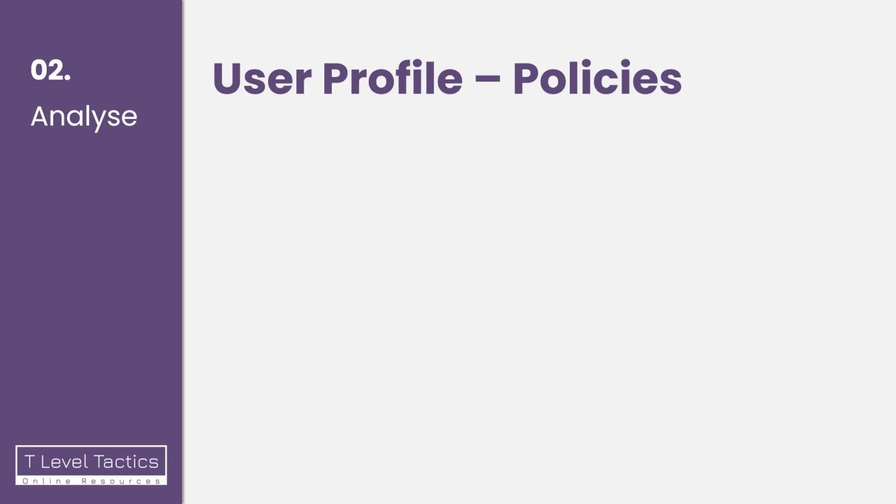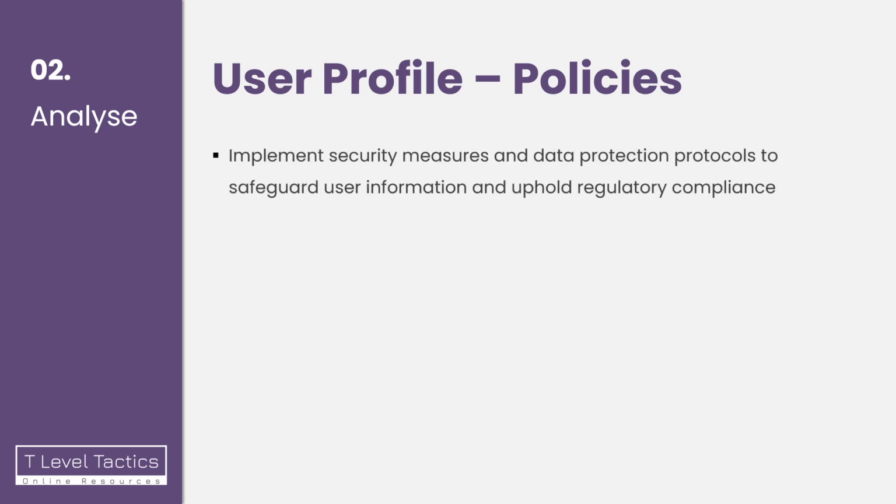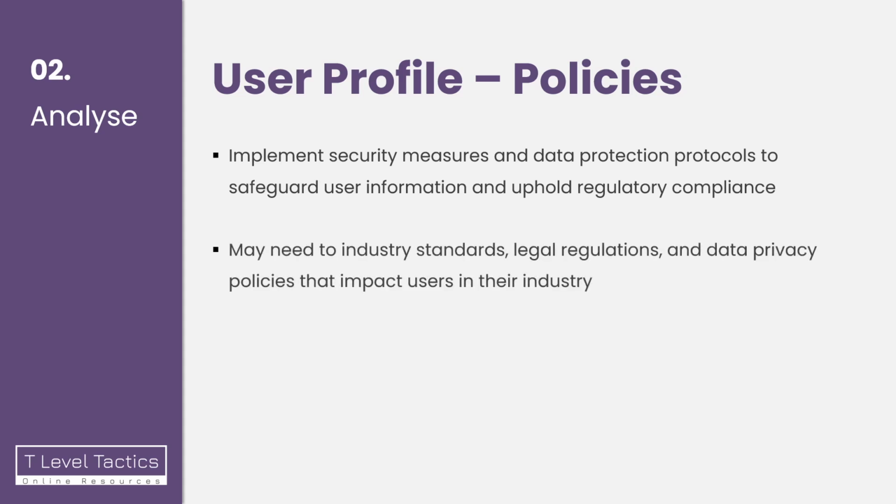If we think about policies, well, there are going to be some things that we need to consider in terms of law and legislation from a design standpoint anyway, but it's good to think about what our users are going to need to do. So we know, for instance, that GDPR is something that applies to everybody, no matter the business or organization. So we could implement security measures and data protection protocols to safeguard user information and uphold regulatory compliance. We may also need to meet additional industry standards or regulations that impact users in their specific industry, whether that be construction, technology, healthcare, or anything else.